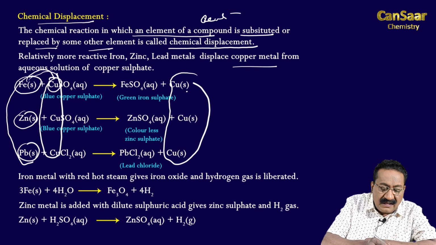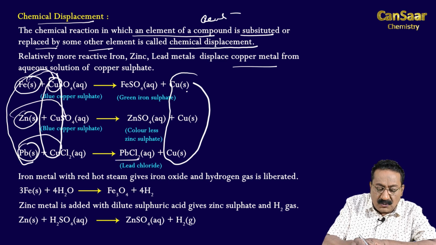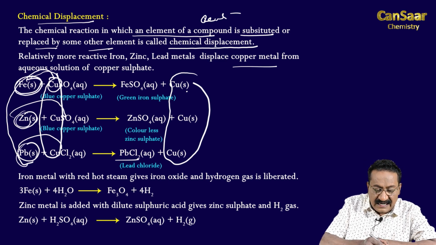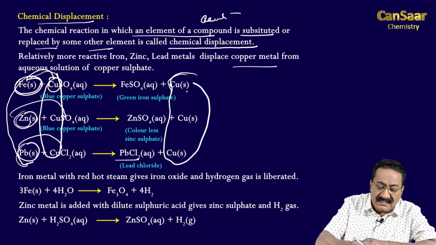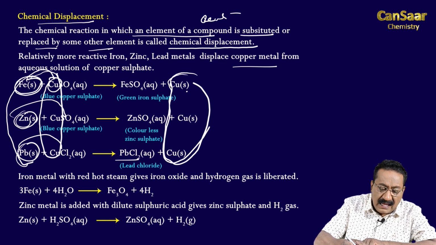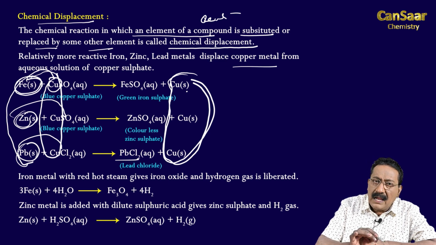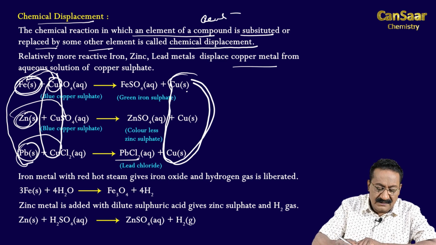The product is FeSO4, ZnSO4, PbCl2. In all the cases, these more active metals Fe, zinc, lead displace less active copper metal. Best example for chemical displacement in which more active metals displace less active metal.